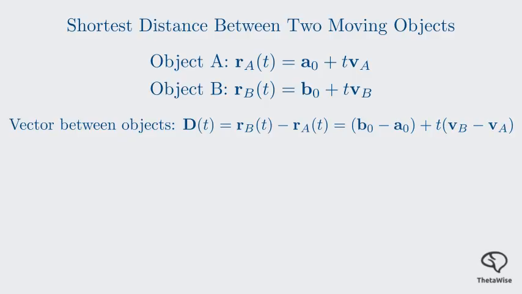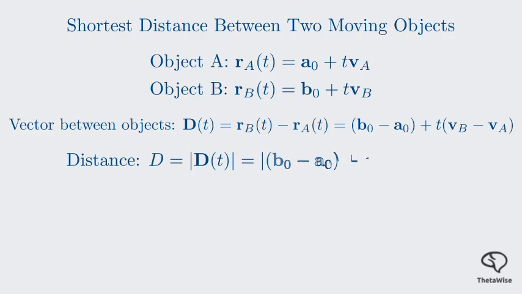This vector d(t) represents the relative position of the objects. The term b0 minus a0 is the initial position of b relative to a, and vb minus va is the velocity of b relative to a. The distance between the objects at time t is simply the magnitude of this vector, d(t). The distance, capital D, is the magnitude of the vector d of t. It will be the square root of a quadratic expression in terms of t.